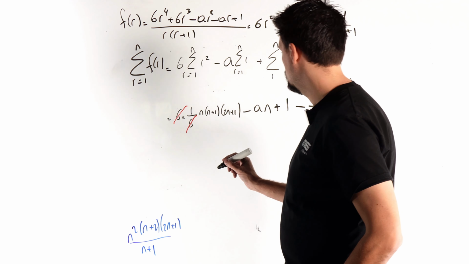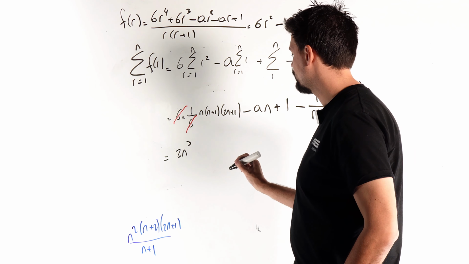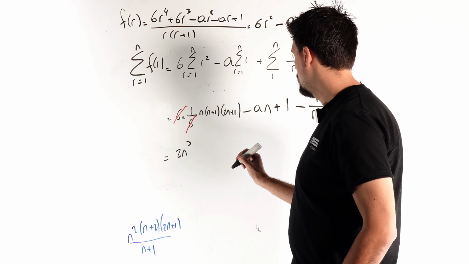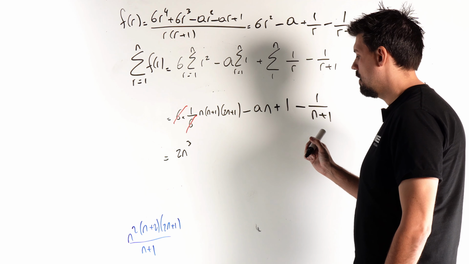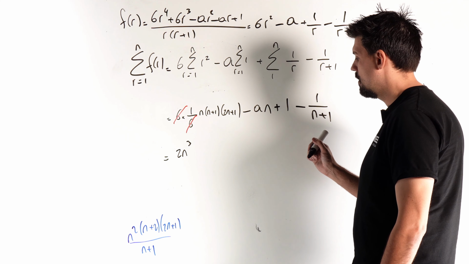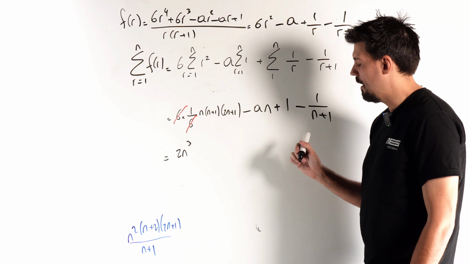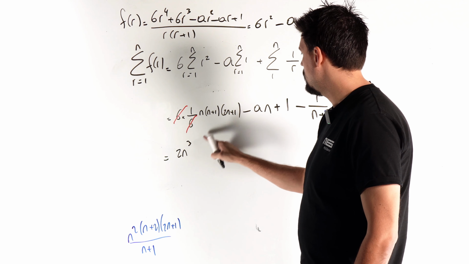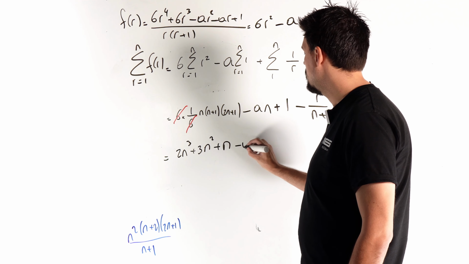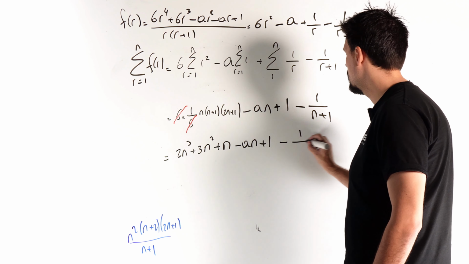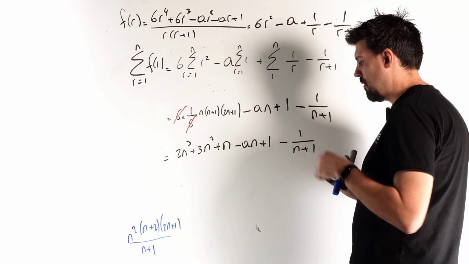All right, fine. What does this expand to? We will get 2n cubed. But do I want to do that? I'm not sure I have a choice. 2n cubed, 2n, 3n plus 3n squared plus n minus an plus 1 minus 1 over n plus 1. Okay.